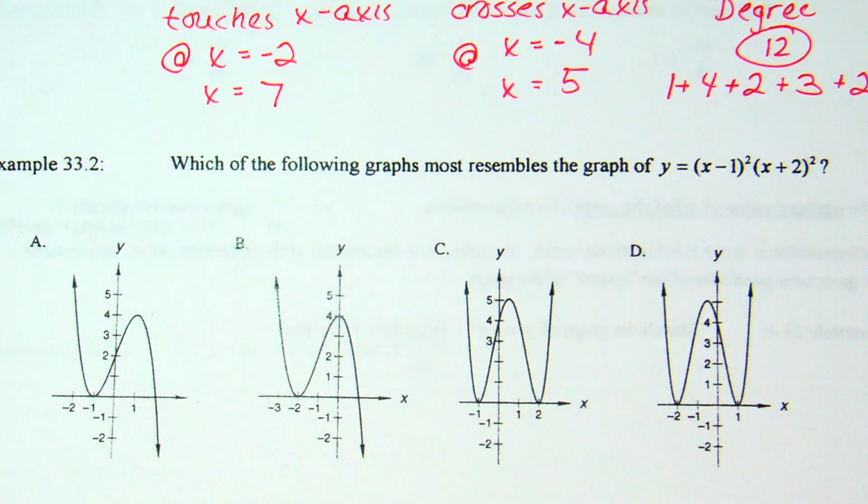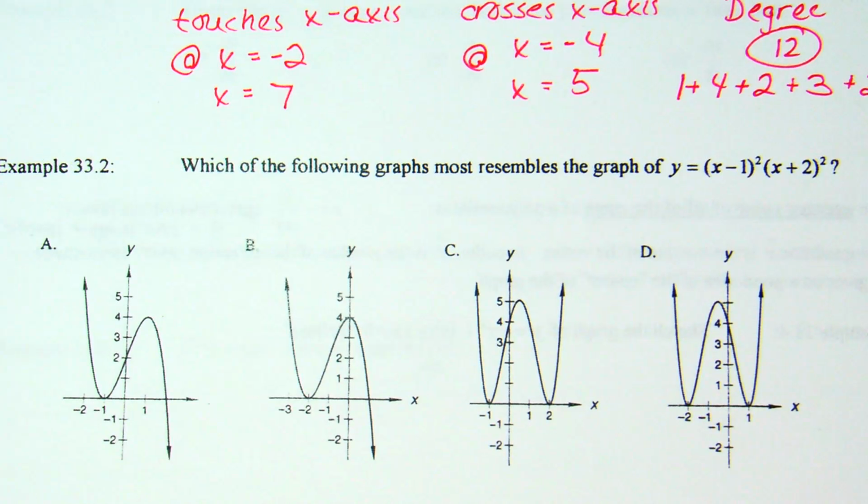Which of the following graphs most resembles the graph of y equals (x minus 1) squared times (x plus 2) squared? Jackson, you said it can't be A or B. Why? Because it crosses the x-axis even though it has even exponents. Not where I was guessing you were going, but yes, that makes sense.